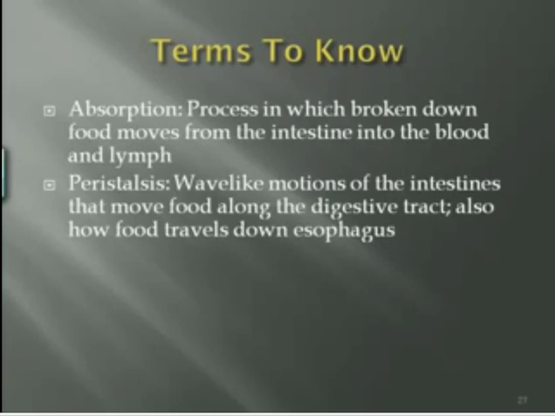Absorption, as the name implies, we are absorbing, breaking down the food as it moves from the intestine into the blood and the lymph. Peristalsis, these are those wave-like motions of the intestines to move the food along. Also how food gets down the esophagus. So without peristalsis, astronauts could not eat or defecate in outer space. So peristalsis, that wave-like motion.